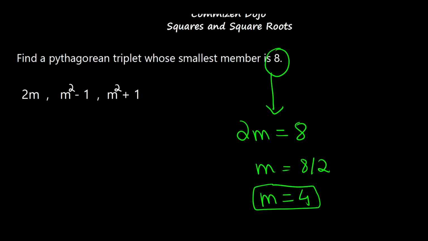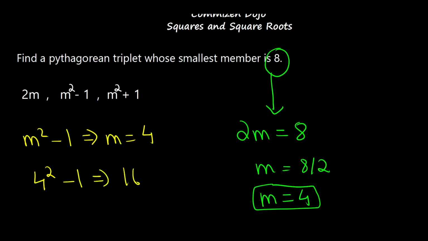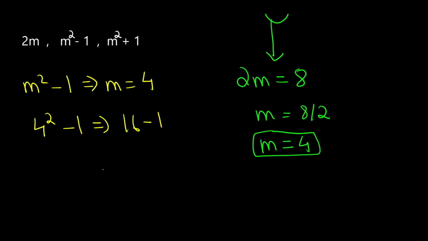Now the next step that I'm going to do is I'm going to take m square minus 1. Here I'm going to put the value of m is equal to 4. This gives me 4 squared minus 1, which is 16 minus 1. So the answer over here is 15. Now I will move on to the third step.